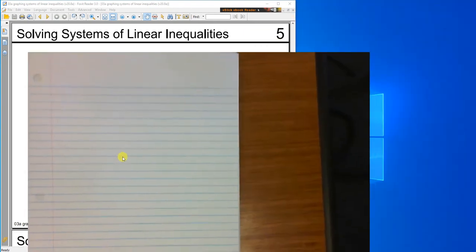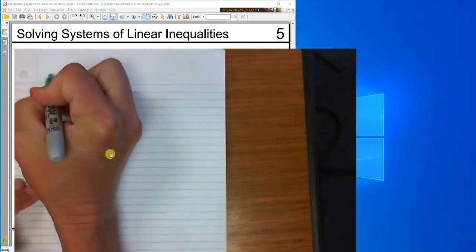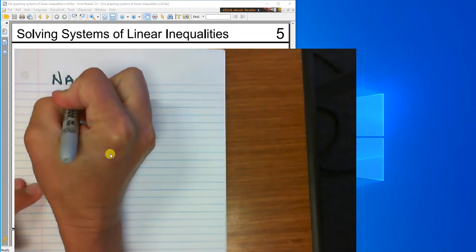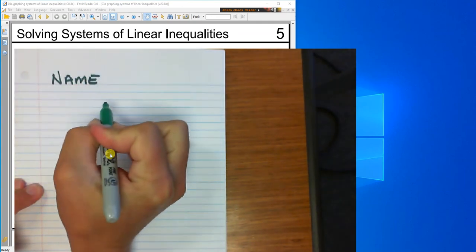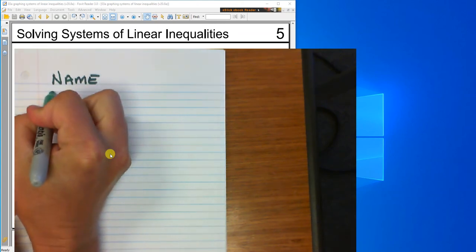So let's start with our notes with our name. Our title is Solving Systems of Linear Inequalities.